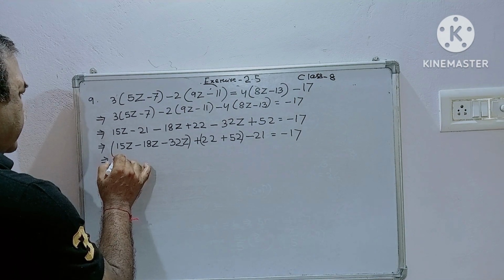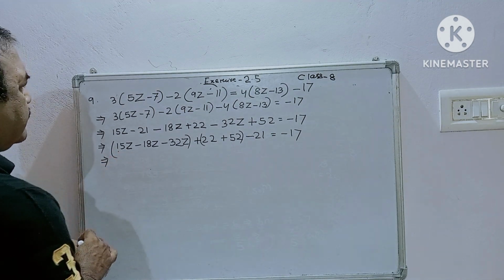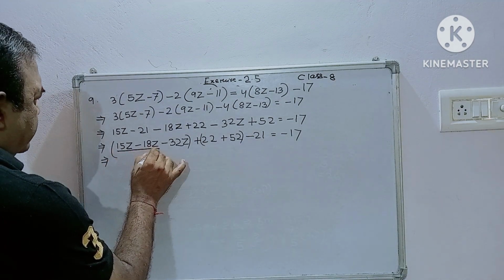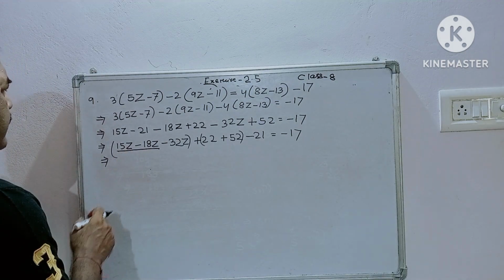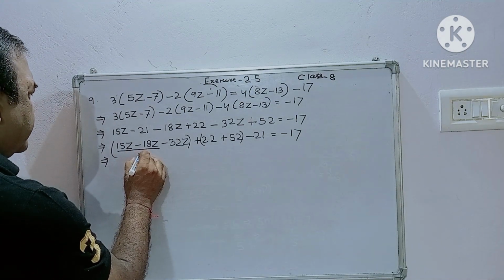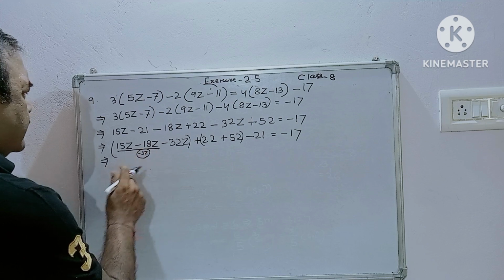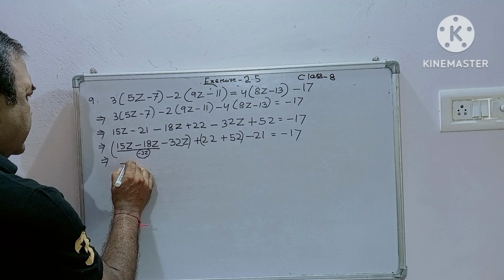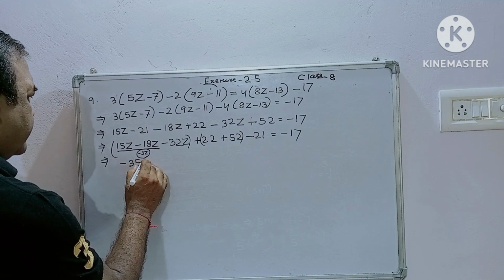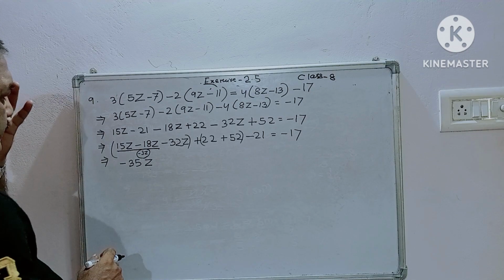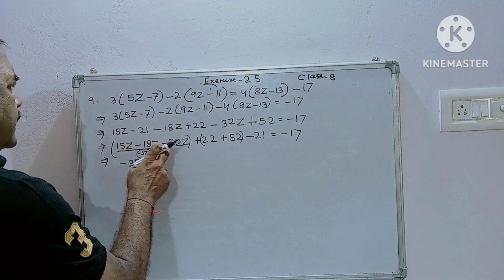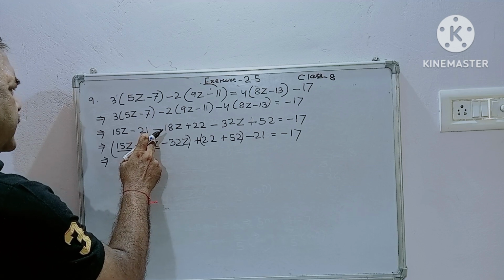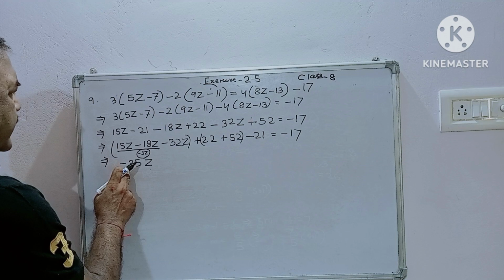So you see, 15z minus 18z, and the value is minus 3z. Yes or no? So minus 3z minus 32z, that is minus 35z. Or you may do like this: minus 32 plus of minus 18, that is minus 50z, plus of 15z, that is minus 35z.